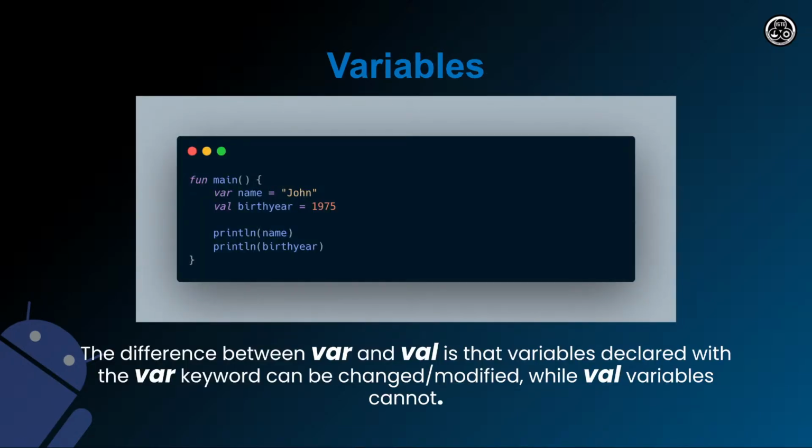Now let's get into variables. There are 2 types of variables in Kotlin. The first one is var. Var variables are mutable variables, which means it can be modified after initializing. And the second one is val variables. It means that it cannot be modified after initializing.